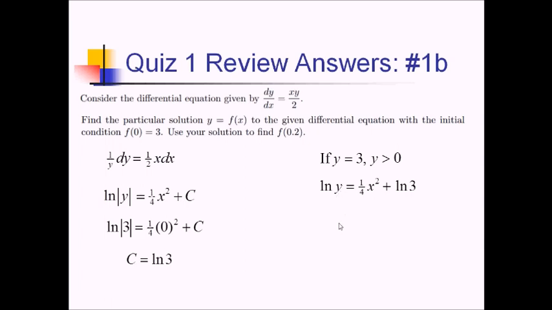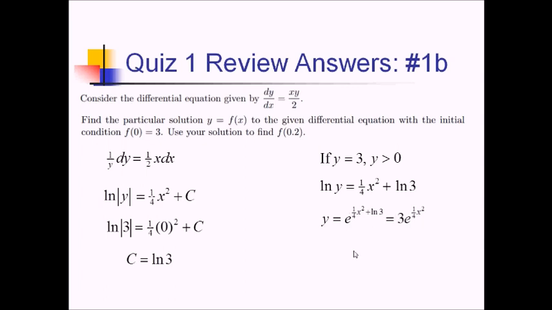I can do that by raising e to both sides. That will undo the ln. So we have y equals e to all that stuff. And we're actually done, but if you want to go one more step, you could essentially split this up into e to this first term times e to the ln of 3, and then e to the ln of 3 is just 3, so you could write all of this as 3e^(1/4 x squared).